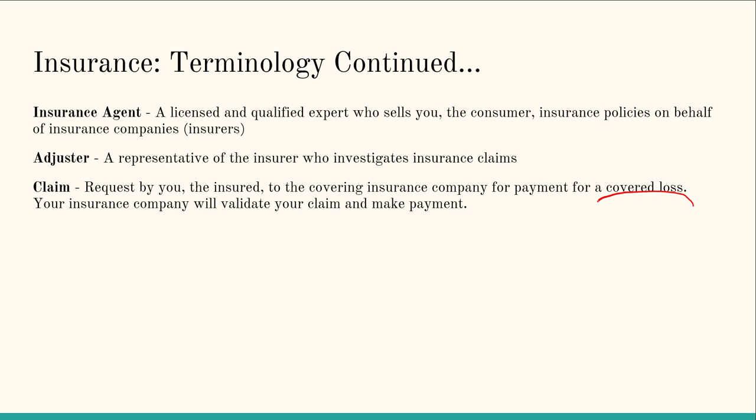So an insurance company will likely send an adjuster, and they will make sure that your claim is valid, and then they'll make you a payment.